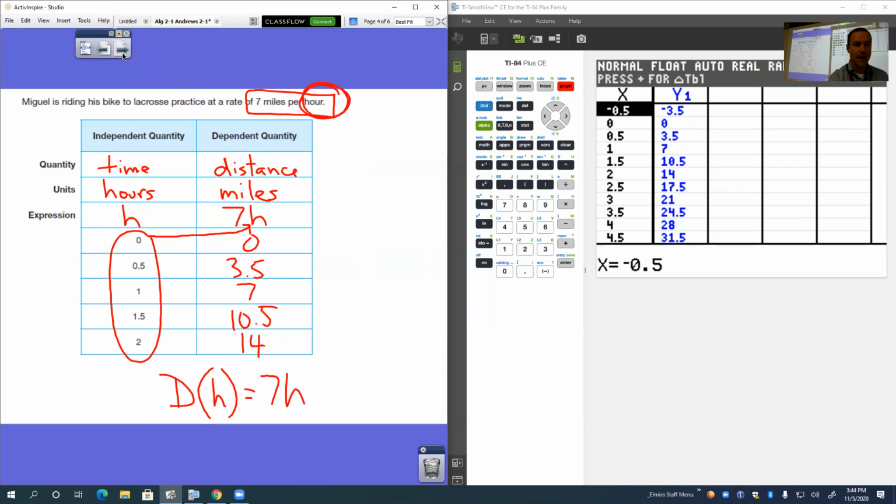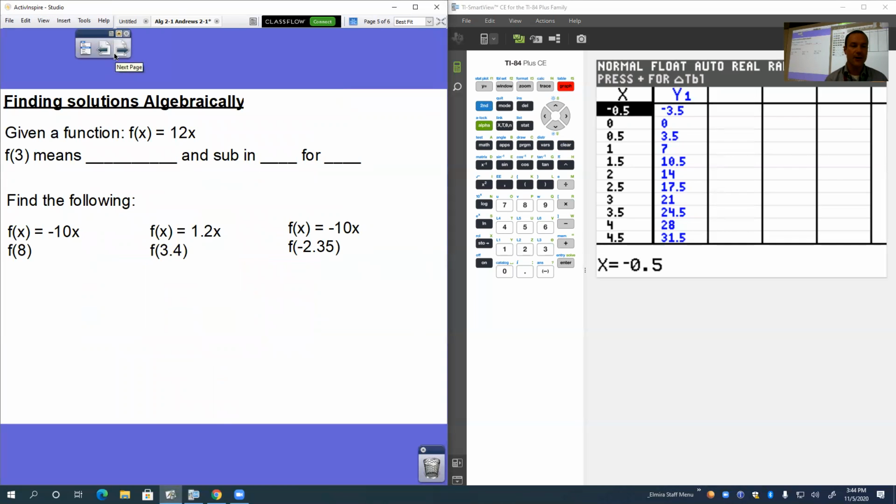So the next thing that we're going to talk about is, given a function f of x equals 12x, what does f of 3 mean? Well, f of 3 means that x equals 3, and you're going to sub in a 3 for your x. So if we have f of x equals negative 10x, all that I'm going to do is take this number that's inside the parentheses and sub it in for x. So instead of negative 10 times x, I'm going to have negative 10 times 8, which would give us negative 80. f of x equals 1.2 times x.